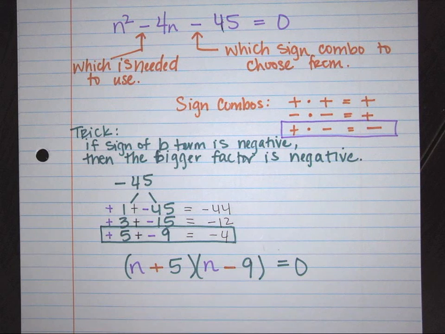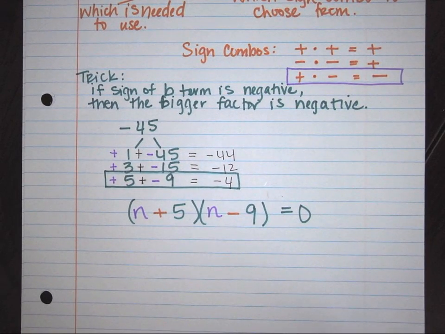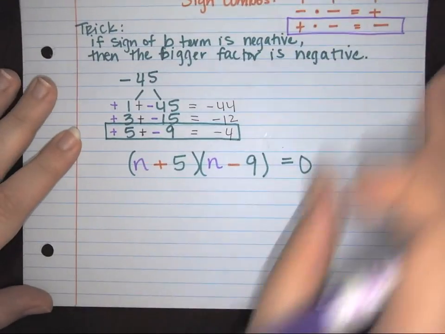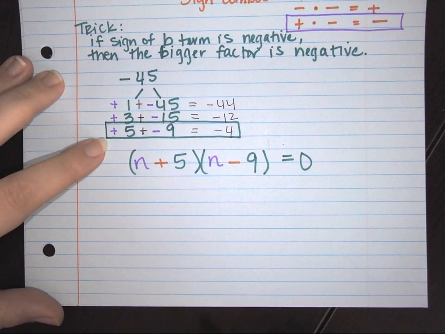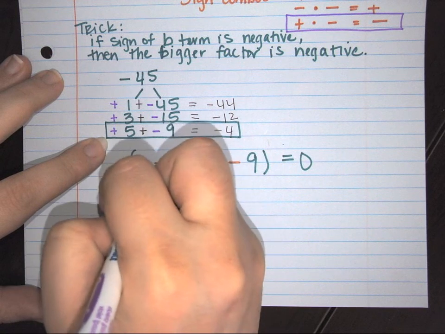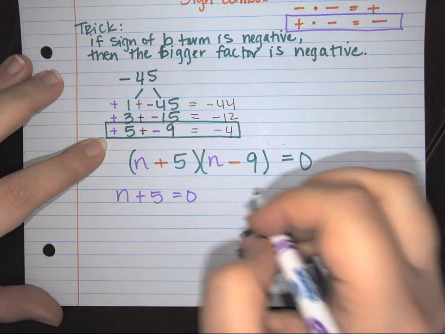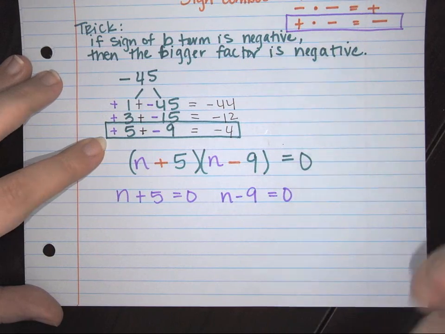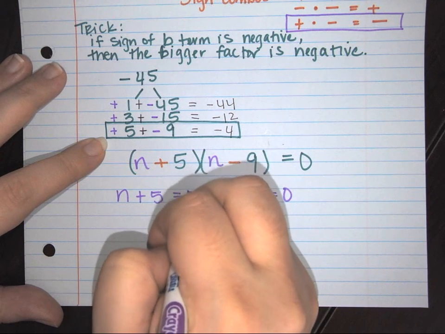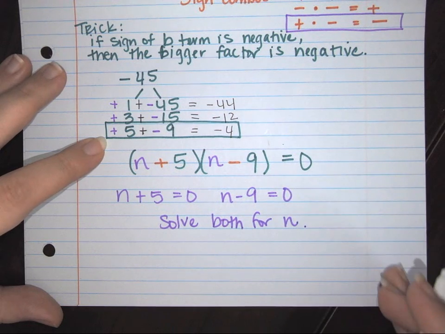Now, if I was just simply factoring this, I would be done. But the whole point was to solve. So this is where factoring is going to become a little different. In order to solve, what it simply means is that I have to take each of these factors and set them equal to 0 individually. So I'm going to have n plus 5 equals 0, and I'm going to have n minus 9 equals 0. And what you have to do here is solve both for the n value.